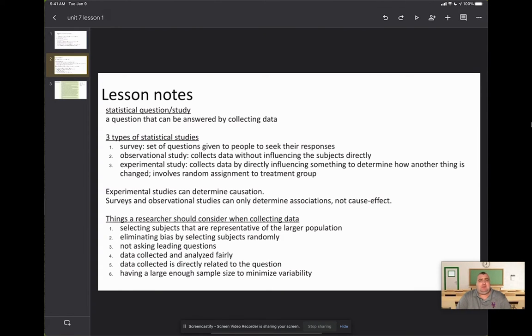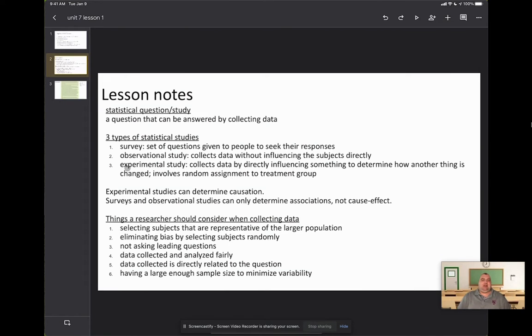Okay. Observational studies and experimental studies are kind of similar. An observational study is, as the name suggests, purely observational. In an observational study, the people conducting the study don't actually interact with the participants. A lot of times, the participants don't even know they're participating in a study. As it says here, you collect data without influencing the subjects directly. So the people conducting the study don't actually interact with the participants.